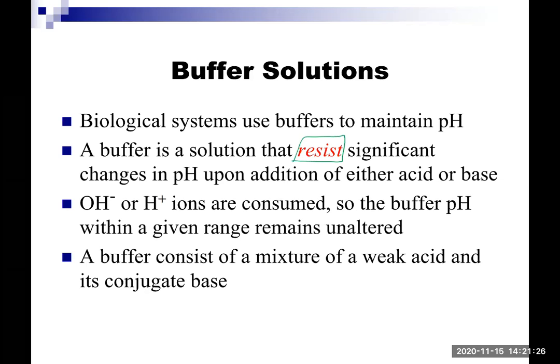So OH minus and H plus ions are consumed by the buffer pair. And that means that the buffer will resist any changes because it's consuming the two ions that will either increase or decrease pH. A buffer system has a very important pair of partners: a weak acid and its weak conjugate base make up a buffer pair.